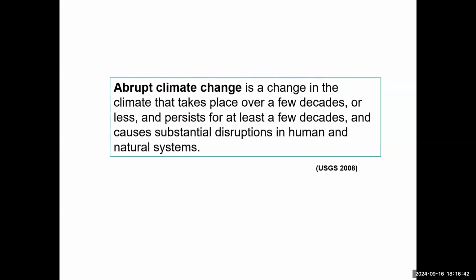So another definition that the United States Geological Survey came up with is that abrupt climate change is a change in the climate that takes place over a few decades or less and persists for at least a few decades, and it will cause substantial disruptions to human and natural systems.